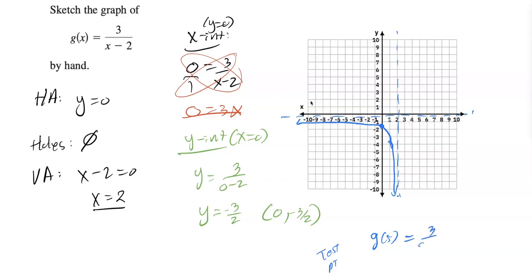3 over 5 minus 2. I get 3 over 3, which is 1. So at 5, we are at 1. Oh, my graph's up here. So it looks like this. And there we go. That's how you sketch a graph, going through all the stuff.